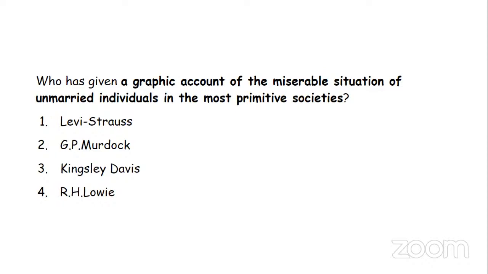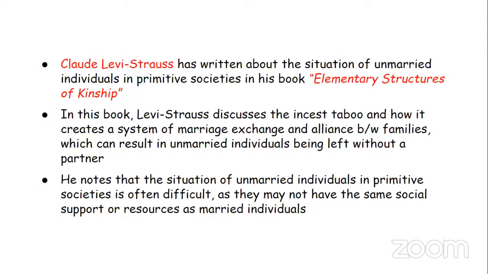Okay, let's check the answer. So the right answer is Levi-Strauss. Claude Levi-Strauss has written about the situation of unmarried individuals in primitive societies in his book Elementary Structures of Kinship. In this book, Levi-Strauss discusses the incest taboo and how it creates a system of marriage exchange and alliance between families, which can result in unmarried individuals being left without a partner.